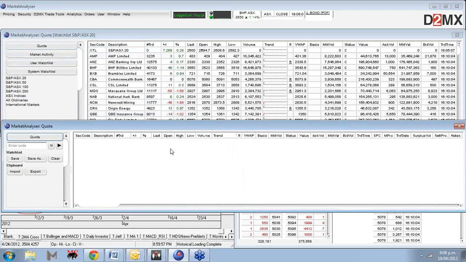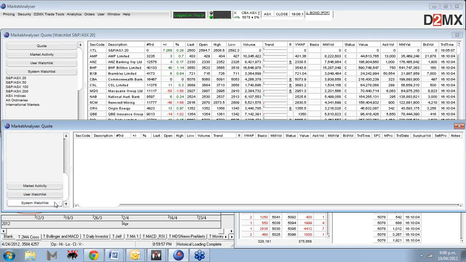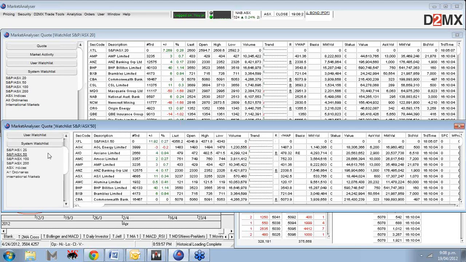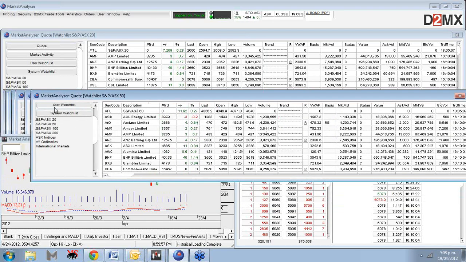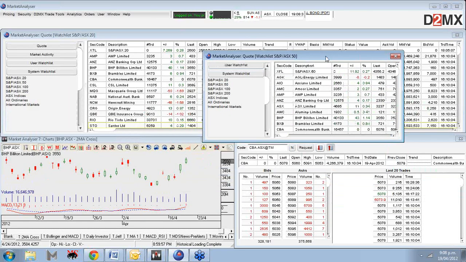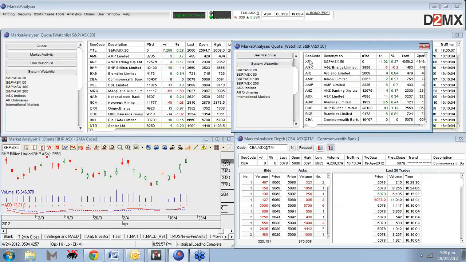Pull it across the screen and I can load into that any of my preloaded watch lists, the system watch lists. So I can have the top 50 in there. Just sort of click on it, and that's the top 50 companies, and that's the top 20 companies up there. So the second, and I can have a third or a fourth watch list set up as well. So it's the same window, I'm just opening a second one from here.